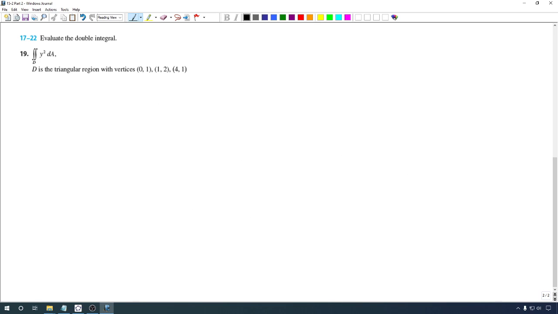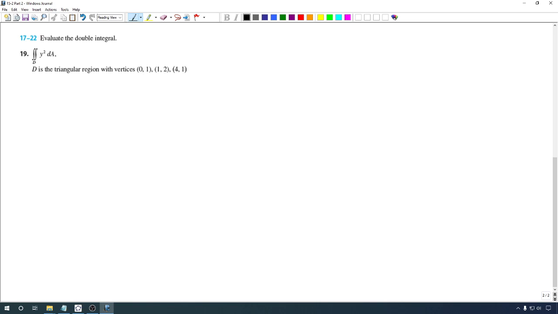Let's move on to problem 19, which is actually going to be fairly similar to what we just did. They already tell us that we are going to be working with a triangular region, but they only give us the vertices this time. They didn't give it to us as lines. They want us to integrate y squared, so at least this is a simpler integrand. But the very first thing we want to do is actually draw the region, because we need to determine what type of region we're working with.